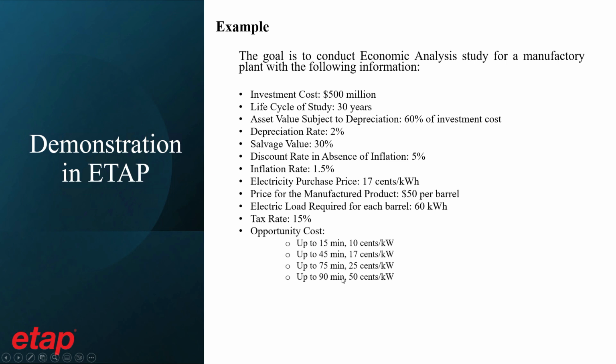It's due to the loss of benefit, or even after loss of benefit, because the maximum benefit that this manufacturer can earn is like 17 cents per kilowatt hour. So in addition to that, it may be subject to additional cost if it falls above 45 minutes. So this is the cost function that is defined for the opportunity cost.